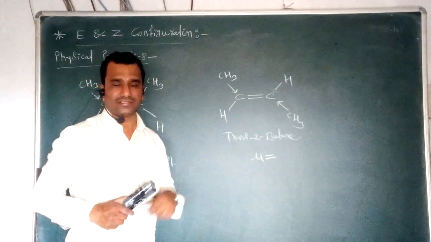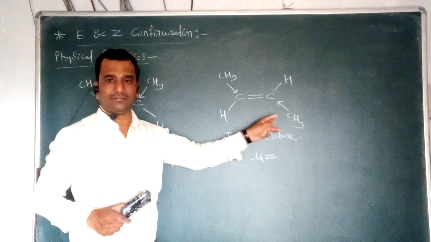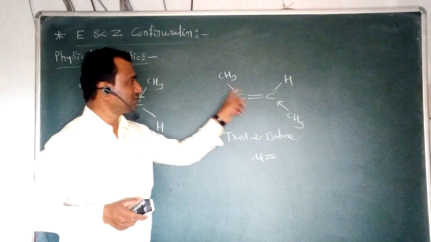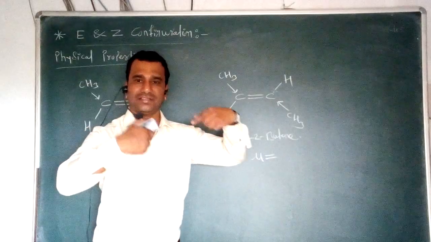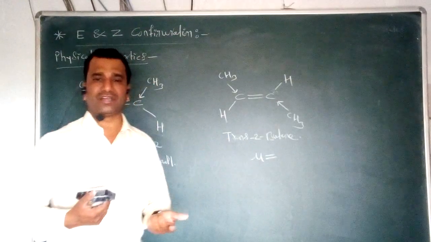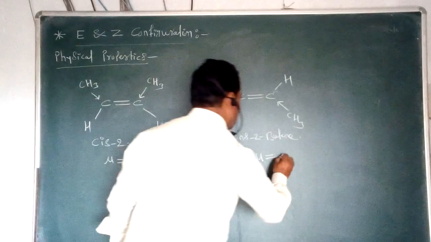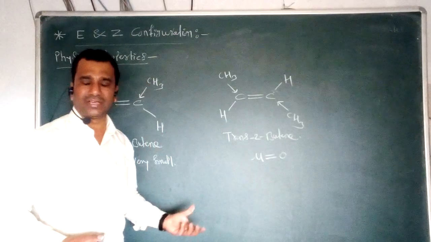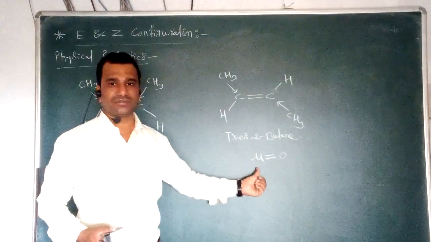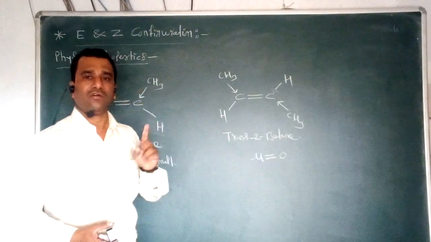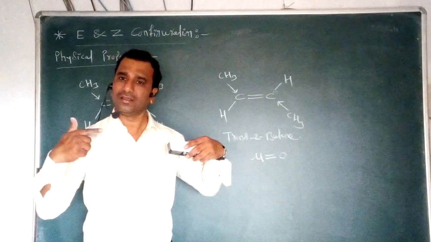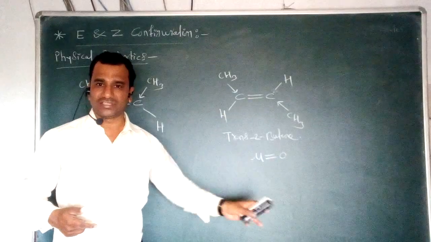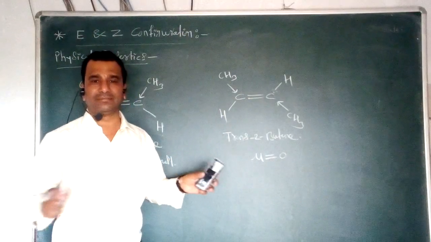But if we consider trans-2-butene, no doubt two methyl groups are present, both showing some dipoles. But considering their direction of orientation, these two dipoles are pointed in exactly opposite directions, and that's why the resultant magnitude of these two dipole moments gets cancelled, and mu is equal to 0. So cis-2-butene shows a very small value of dipole moment, while trans-2-butene shows zero dipole moment. It depends upon the orientation of the two dipoles in a molecule. In the first case they are in a similar direction, while in the second case they are opposite to each other. That's why they show different dipole moments.